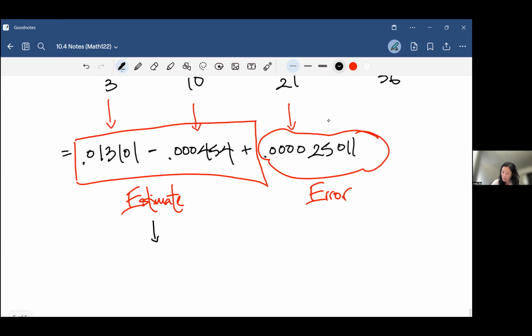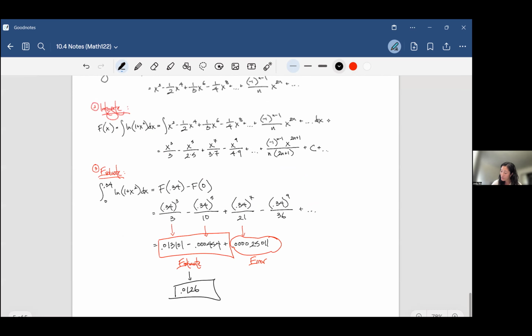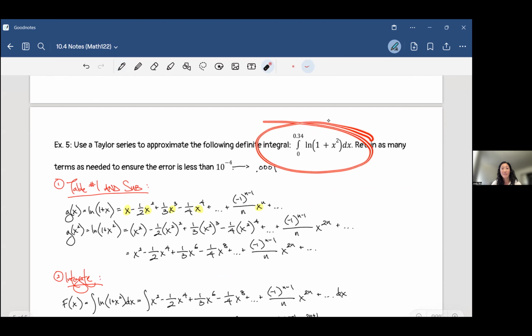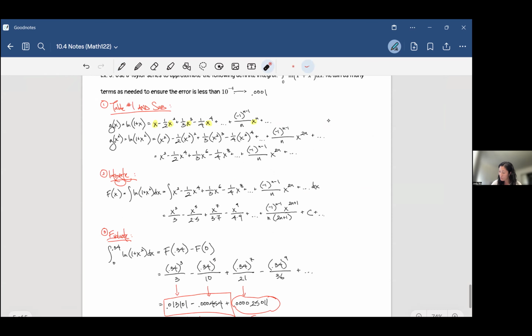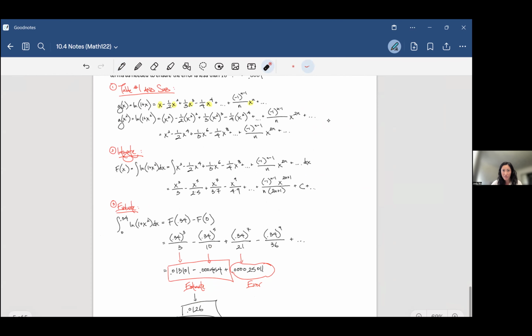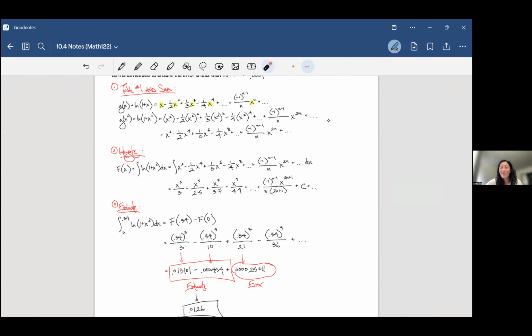All right, so our estimate, we add those together, we get 0.0126, and that is our approximation of this definite integral, okay? So let me get that all on one page for you. There it is, almost. All right, let me know if you have any questions.